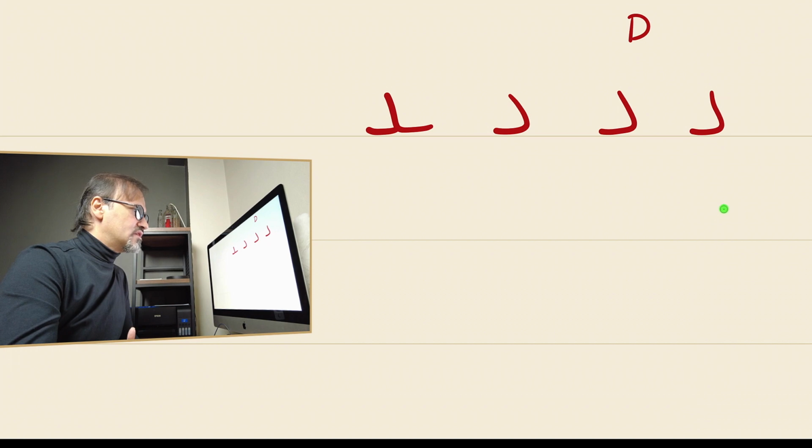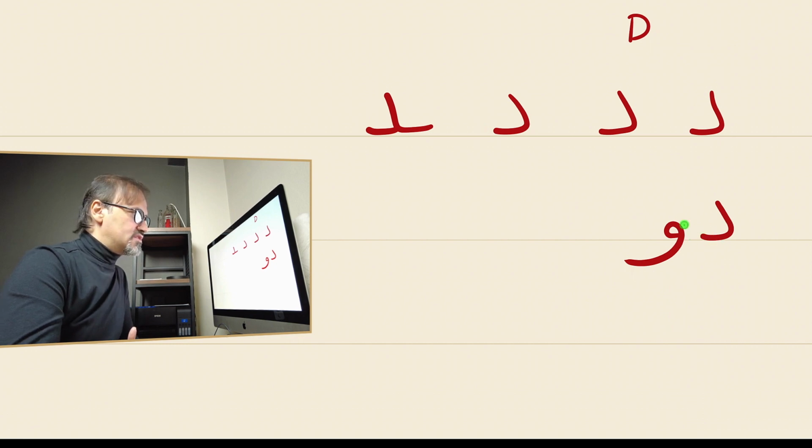We have D connected with a oo. We have do. You can see these letters cannot be connected. Both of them cannot be connected.